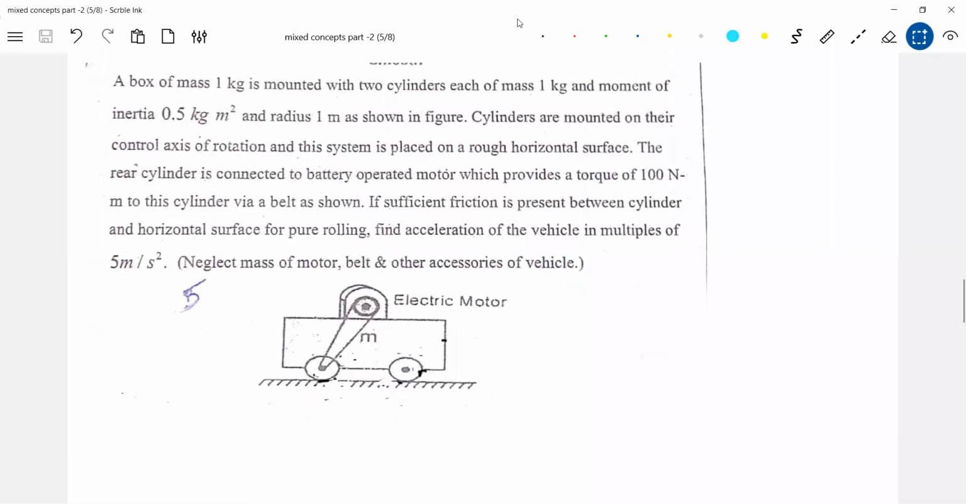Come to this one. I think this will be the last problem. Time. Now read the question. Some belt is mentioned. So where is the belt? Cylinder via belt, electric motor. These are the two cylinders that have a mass. A box of mass 1 kg. Where is the box? This is a box. Let me show it in the diagram only, because drawing again will take more time.